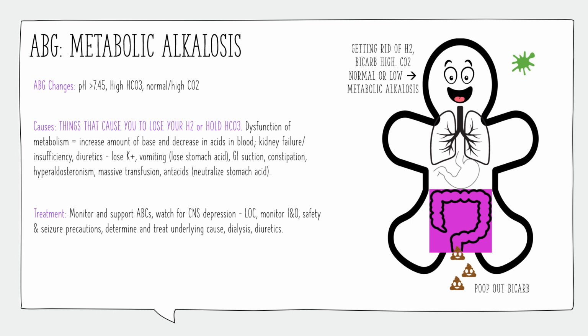Other things where you could lose your stomach acid if a patient is having an NG suction. The suction is going to suck up all the stomach contents, like the stomach acid. So if you suck up your stomach acid, the only thing that's left is your bicarbonate in your poop. So metabolic alkalosis: kidney failure, insufficiency, diuretics, especially your potassium diuretics that are going to make you excrete potassium, GI suctioning like we said, constipation, massive transfusions, antacids. And again, you throw up your stomach acid, so you're going to hold on to your bicarbonate.